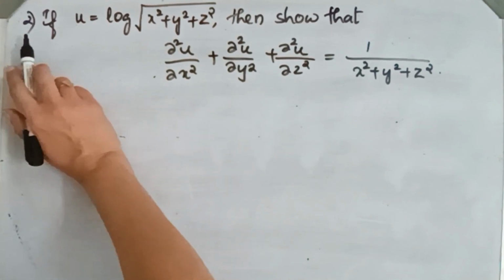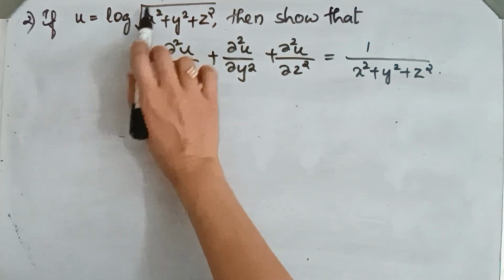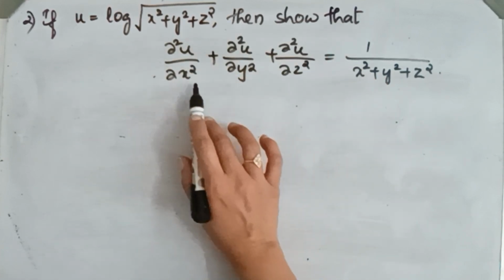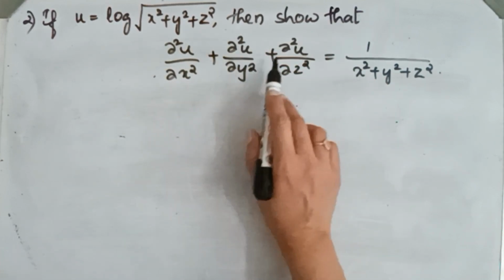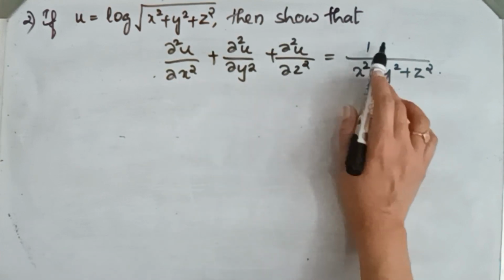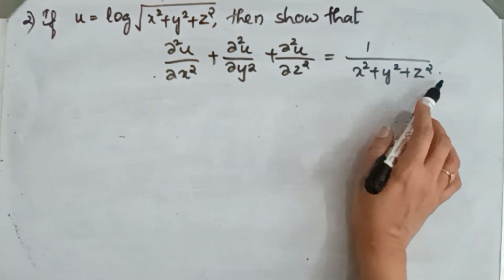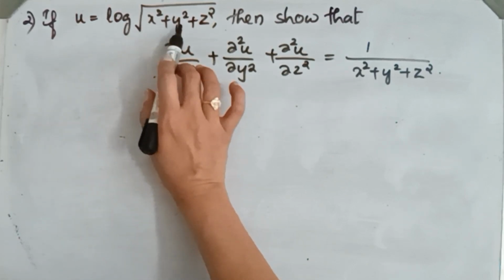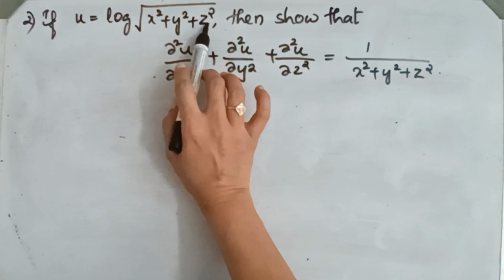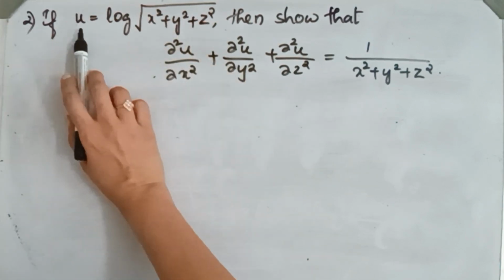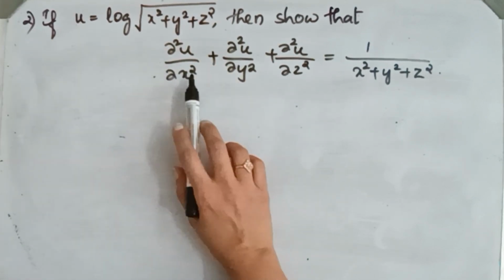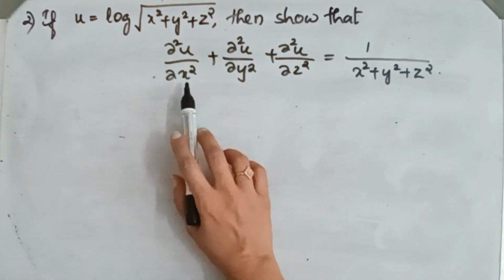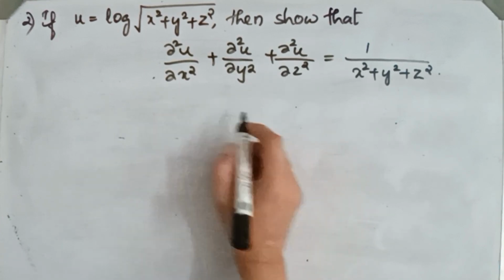Now here is a second problem. If u equal to log of the square root of (x² plus y² plus z²), then you have to show that ∂²u/∂x² plus ∂²u/∂y² plus ∂²u/∂z² equals 1 by (x² plus y² plus z²). See, the given function is a function of three variables. That means there are three independent variables x, y, z and one dependent variable u. And here they are asking for the second partial derivatives of the given function u with respect to x, y, z respectively.